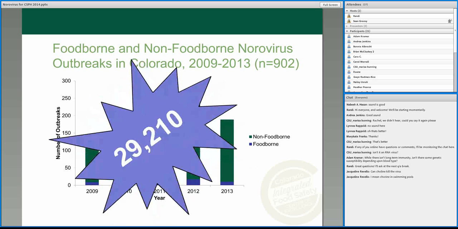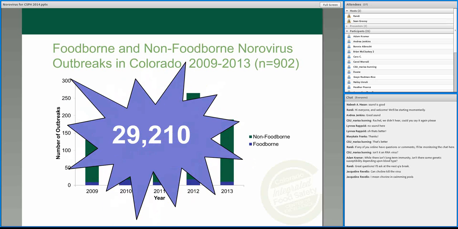But in case that hasn't, I'm going to give you one more number, and that is 29,210. That is the number of individuals that became sick in those 902 outbreaks, for an average of 32 ill persons per outbreak. And this doesn't include any of those little household outbreaks that never got reported, or any sporadic cases of norovirus, which are not reported. And yet, that's still a very large number of people who got sick from norovirus.